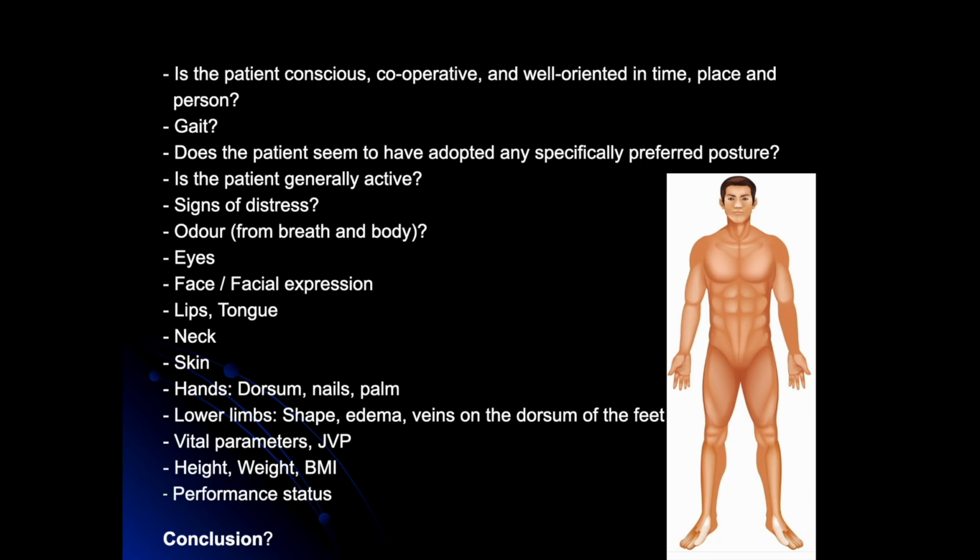These all are the points which should be examined while conducting general examination. Is the patient conscious, cooperative, and well oriented in time, place, and person? How is the gait? Does the patient seem to have adopted any specifically preferred posture? Is the patient generally active or otherwise? Are there any signs of distress? Does the breath or body have any peculiar odor? Then examine the eyes and face. Note if there is any specific facial expression. Examine the lips, tongue, neck, skin. Examine the hands and lower limbs. Then check vital parameters and jugular venous pressure. Measure the height, weight, and calculate body mass index. Judge the performance status. And at the end, draw the conclusion.